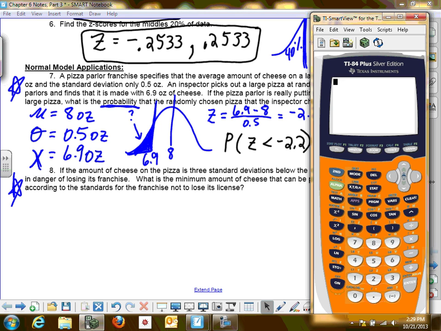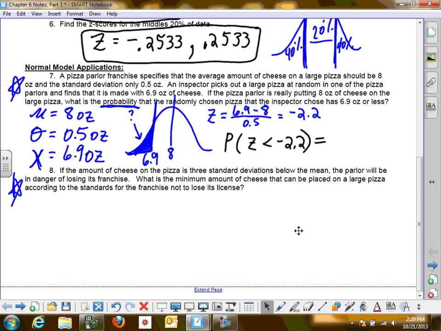What calculator step do I go through to get that? It's norm CDF, getting the cumulative area. So norm CDF from what? What's the lowest z-score down there at negative infinity? Negative 99. I simulate negative infinity by negative 99, up to what value? Negative 2.2. All right, and that is 1.39%. Okay, so the probability that I find a z-score that's less than that is 1.39%.